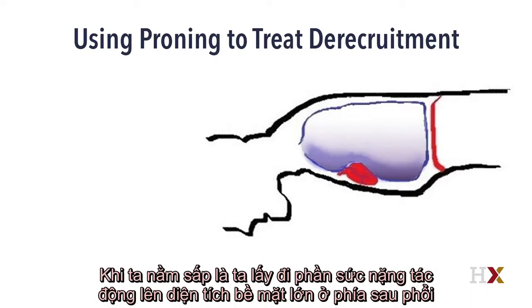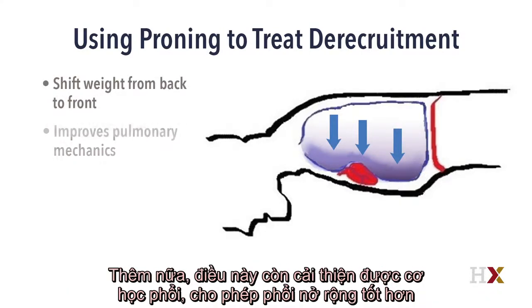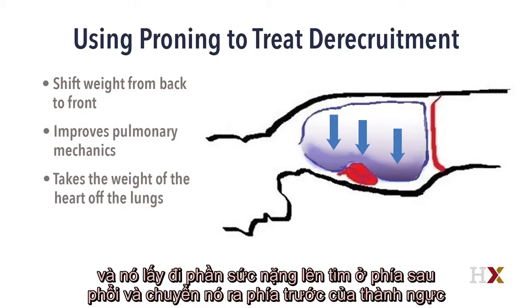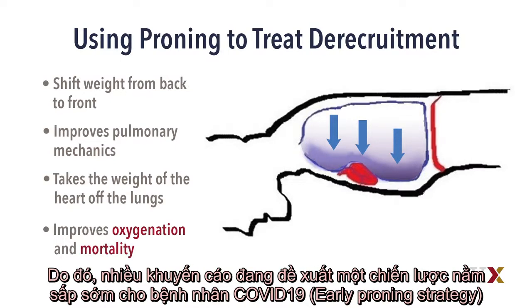What happens with proning is we take the weight off of that large surface area of the back of the lungs and move it to the front, which is a smaller surface area. Additionally, this improves pulmonary mechanics, allows better lung expansion, and takes the weight of the heart off of the back of the lungs and puts it into the front of the chest. Studies have shown significant improvements in oxygenation and also improvements in mortality with proning. Therefore, many are recommending an early proning strategy for patients with COVID-19.